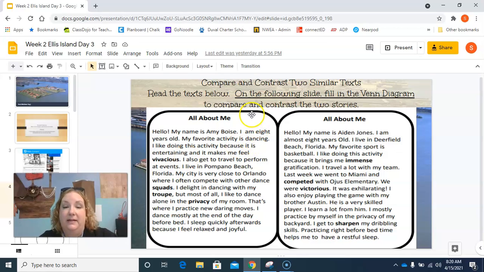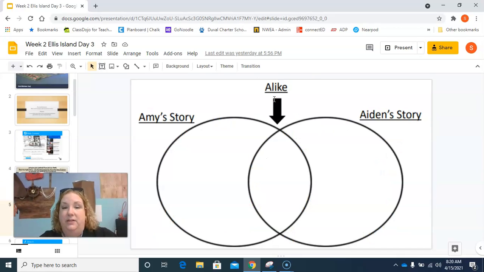So you're going to be practicing by looking at these two All About Me texts. They both have the same title. However, if you look, it says in the first line, hello, my name is Amy Boise. And this one says, hello, my name is Aiden Jones. So these are two different All About Me texts. And you're going to use the Venn diagram on the next page. It says, put the alike in here, and then Aiden's story over here. What's different from Amy's story over here?